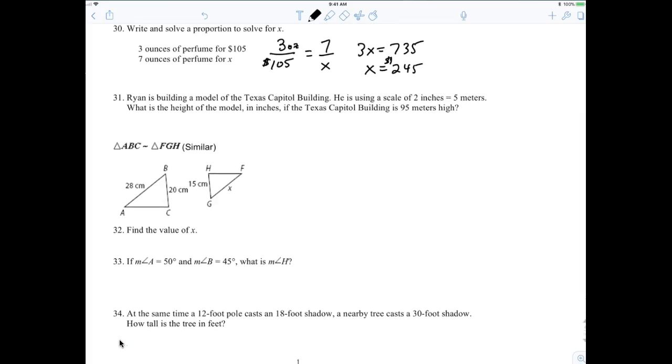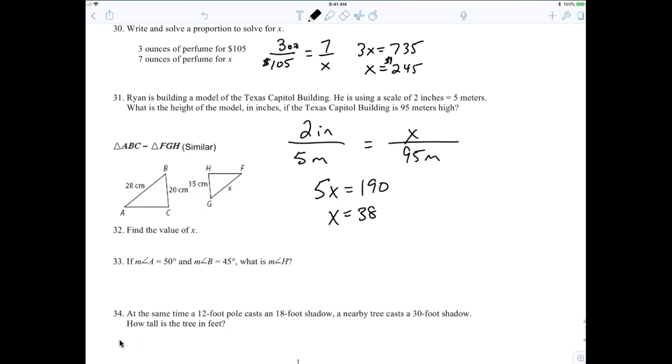Here we go. Number 31. It says Ryan is building a model. 2 inches is to 5 meters. So look what I'm doing: 2 inches over 5 meters. Now it says that he has a building 95 meters high. So it's at the bottom. We're going to put 95 on the bottom and X. Then we cross multiply. 5x is equal to 190, so x is 38.